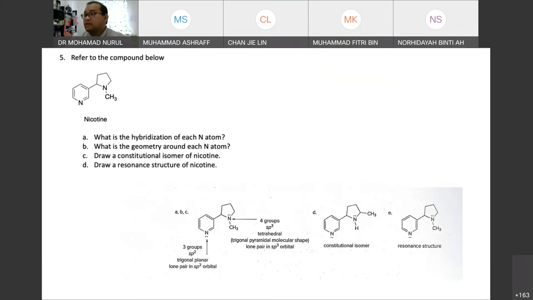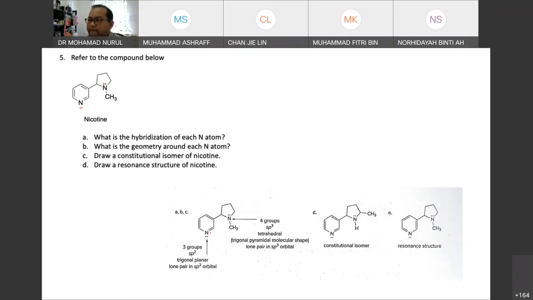Okay, refer to number five. Refer to the compound below. So we have nicotine. For anybody who loves smoking cigarettes, we have nicotine here. What is the hybridization of each nitrogen atom? How many nitrogen atoms do we have here? It's two. For A, this one has four groups, so it is sp3, tetrahedral. For this other one, just count the sigma bonds and lone pair only to know whether it is sp2 or sp3. In this case, they have two sigma bonds and one lone pair, so it is sp2.